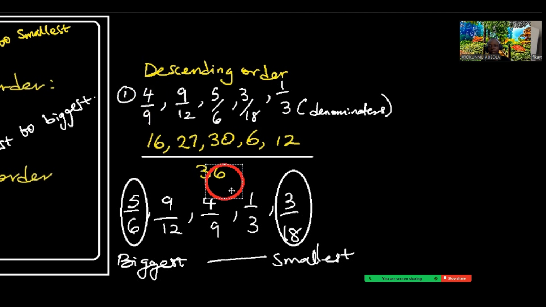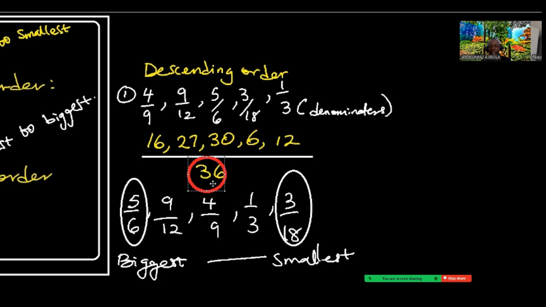So how many 9 is in 36? That's 4. 4 times 4 gives us what? 16. How many 12 in 36? That's 3. 3 times 9 gives us what? 27. Good. How many 6 is in 36? That's 6. 6 times 5 gives us what? 30.